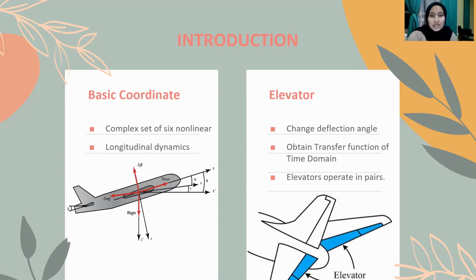So for the elevator, the goal of the elevator is to change the deflection angle, which is the component that causes the pitch to change. Second is to obtain transfer functions in the time domain, which will be used to analyze the response. Third, the elevators operate in a pair, which is when the right elevator moves up, the left elevator moves up as well.